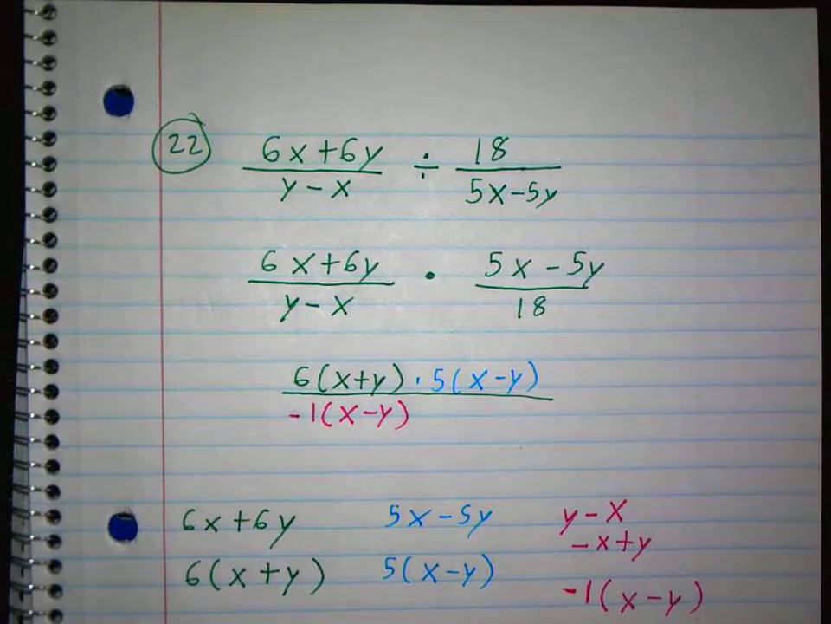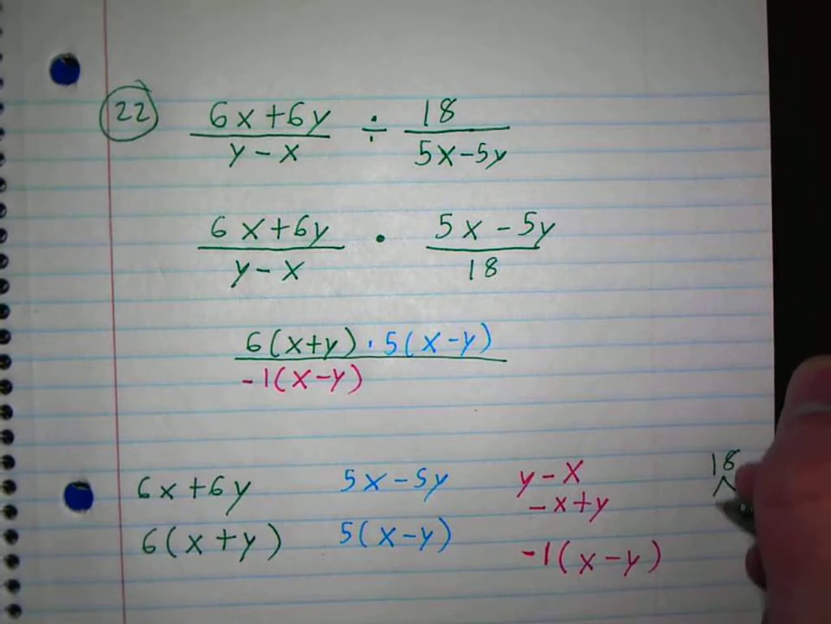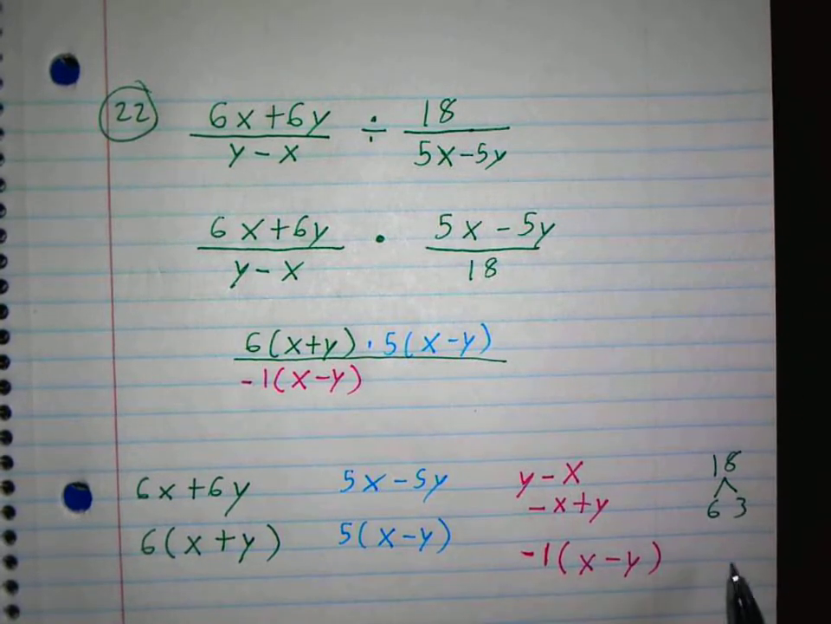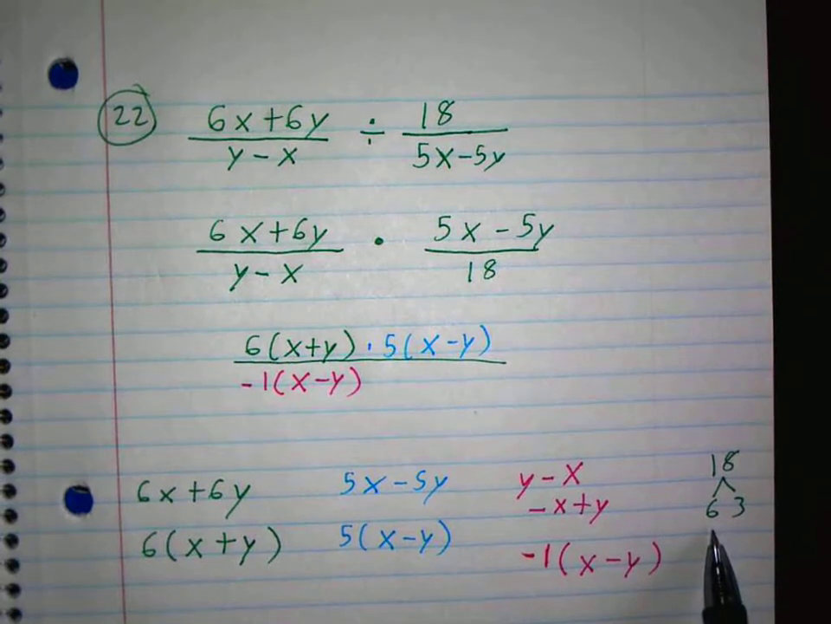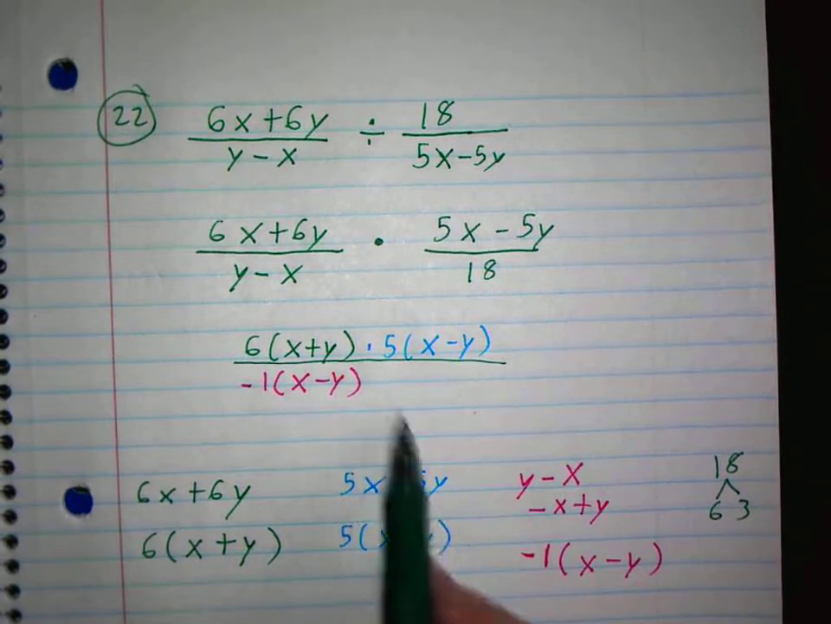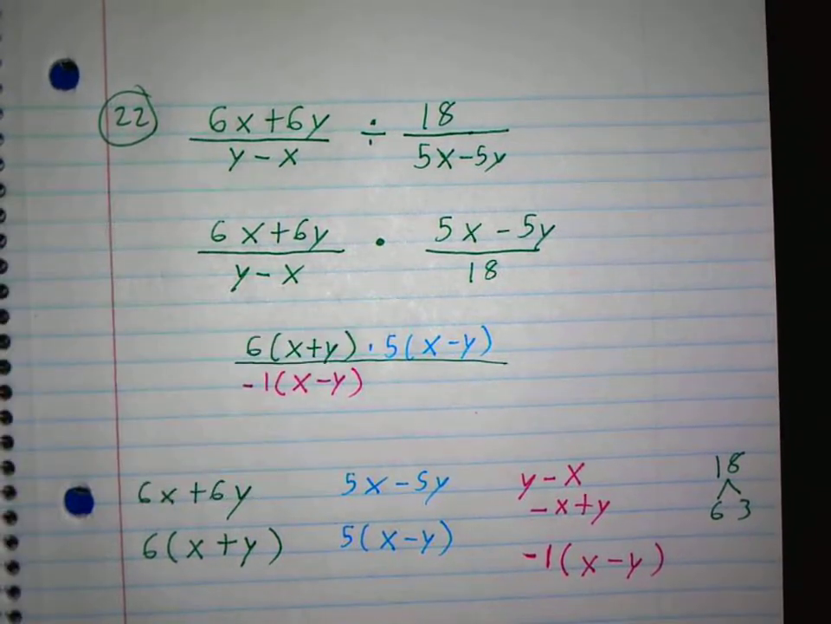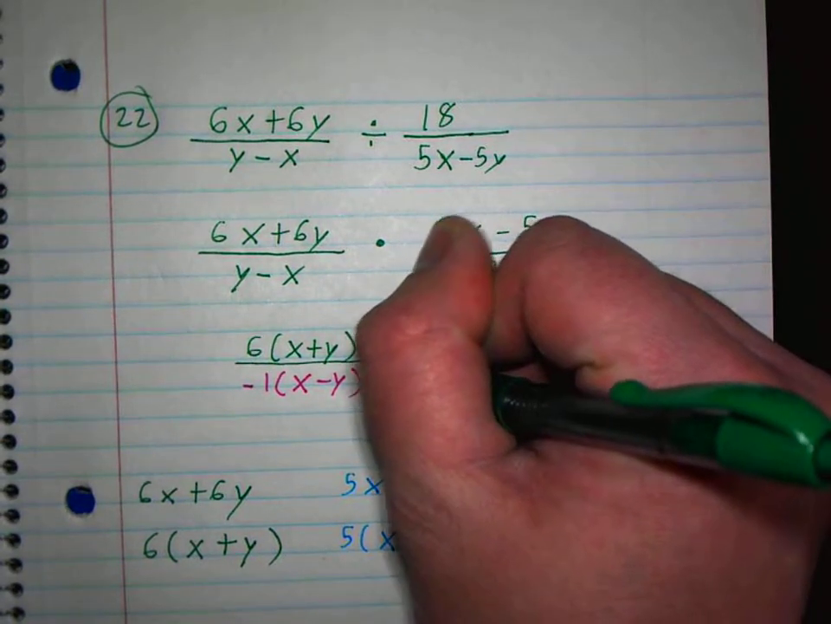And then 18. You know, 18. Six and 3. And then I could break 6 into 3 and 2. But I'm like, why am I going to break 6 into 3 and 2? Because there's my 6 that are going to cancel, and 5 and 3, so it's better to just keep it as 6. But you could have done 3 and 2.